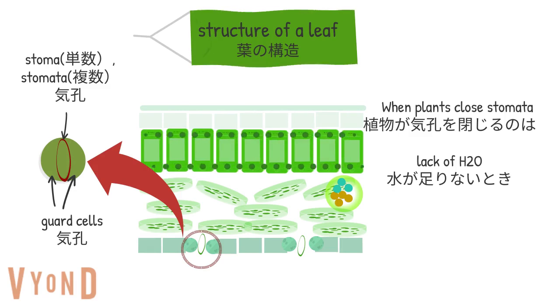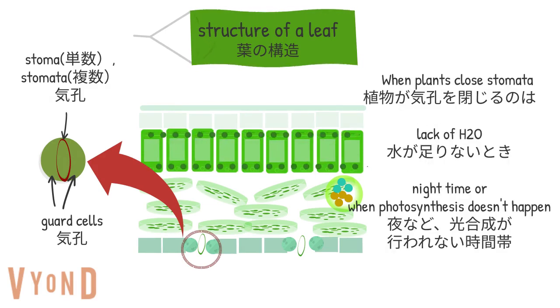Another adaptation of the guard cells is their sensitivity to light, which causes them to close at night when photosynthesis is not taking place and the plant does not need carbon dioxide.